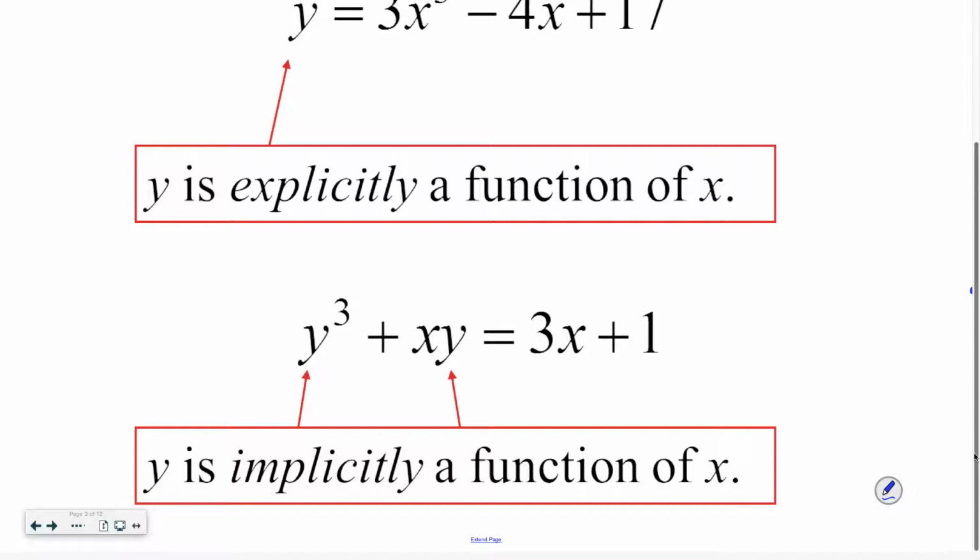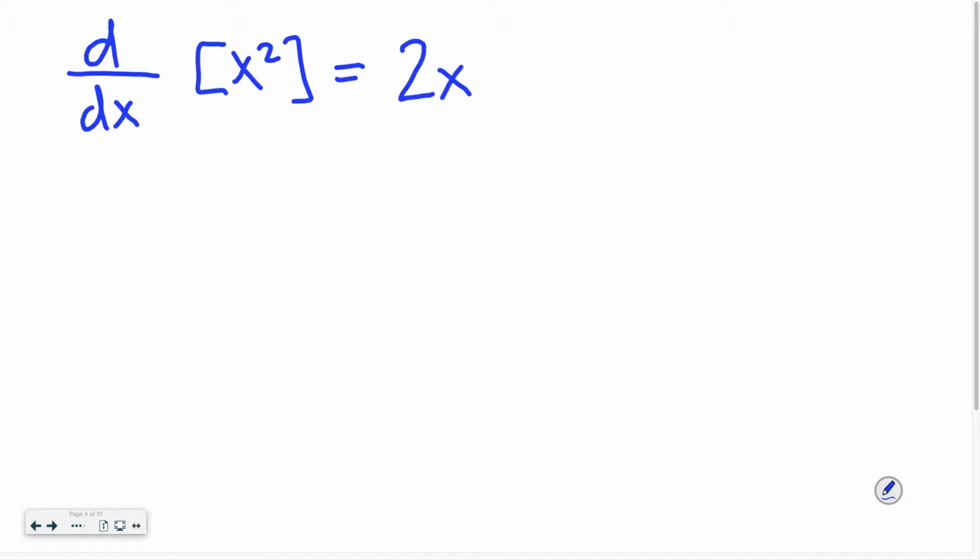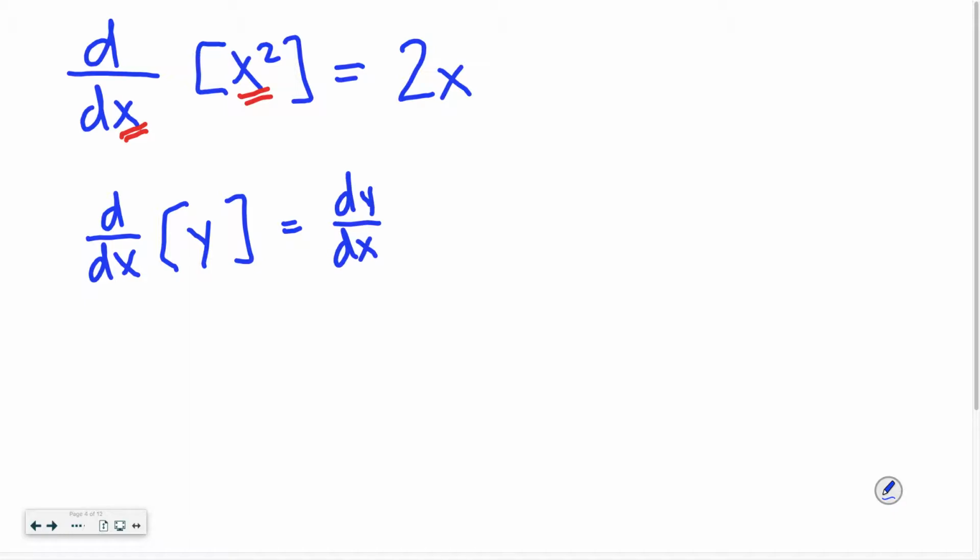So let's think about a couple things. What if I asked you to take the derivative of x squared? You would tell me 2x. Now, this was good because this matched this. Now, what happens when I say take the derivative with respect to x of y? What do you tell me? You tell me dy/dx.